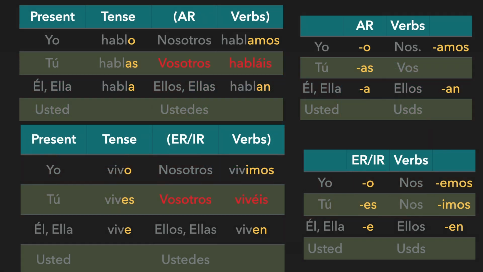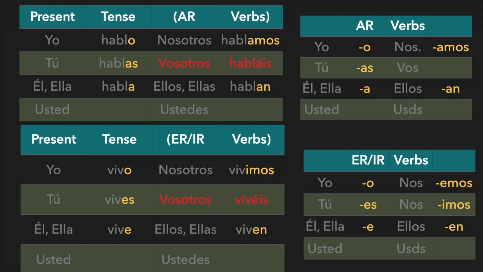All right, and now if we look here, what you're going to see is the present tense for the AR verbs. If you look at the top, it is O, AS, A. Then we go over to the we side, nosotros, which is hablamos, AMOS, and the AN. The endings are what dictate the pronoun being used.